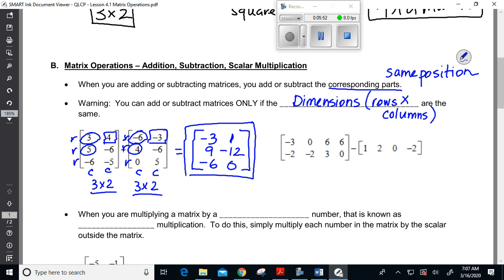So with this second example, again, you check the dimensions first. If the dimensions work, you're good. If they don't work, then it's no solution. Here you have a 2-row, 4-column matrix.